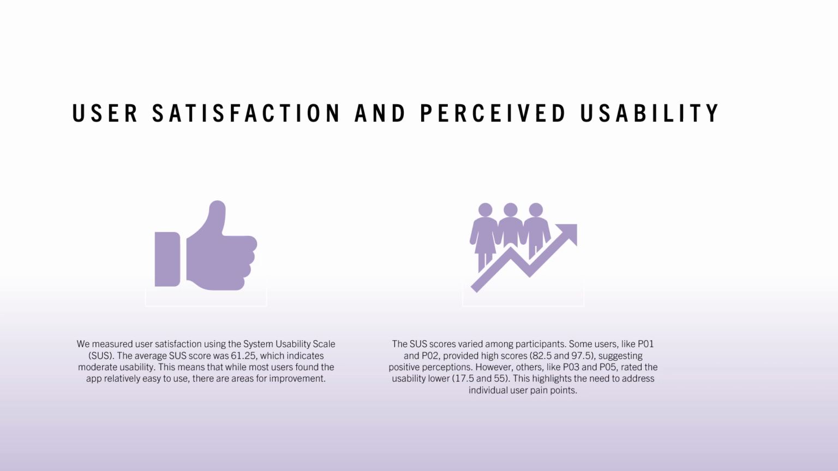Then we come to user satisfaction and perceived usability. We measured the user satisfaction using the SUS, that is the System Usability Scale. The average SUS score was 61.25, which indicates moderate usability. This means that most of the users found the app relatively easy, and there might be some areas of improvement.